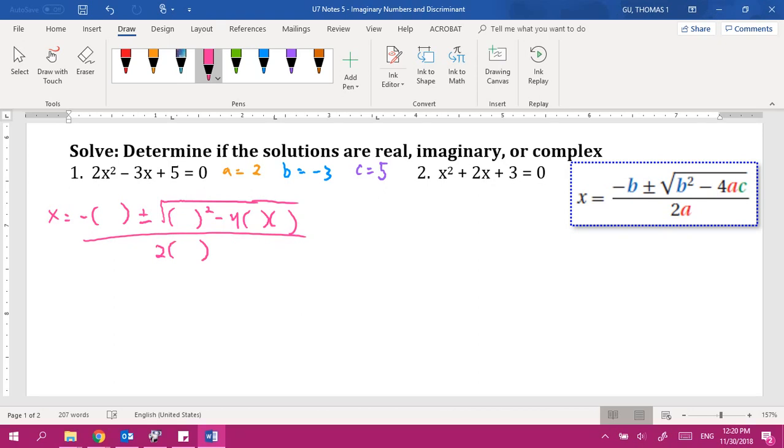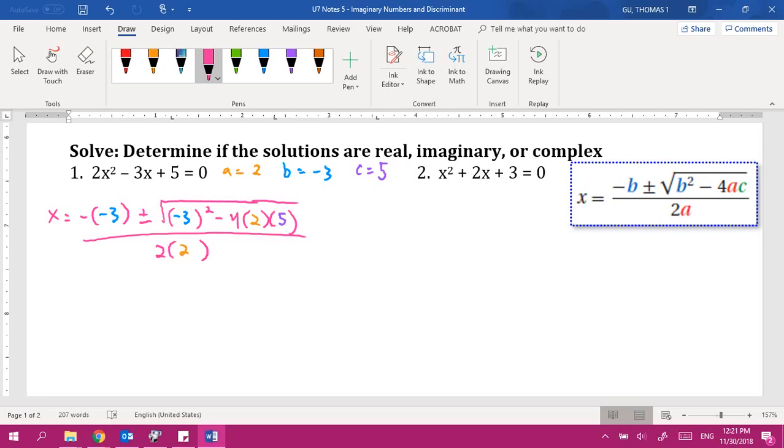Let's fill in the parentheses now. What goes in this very first parentheses right there? -3. What goes in the next one in the squared? -3 again, because it's b. What goes after the 4? 2. And what goes after that? 5. And what's on the bottom? 2. Okay. So now we got to simplify this.